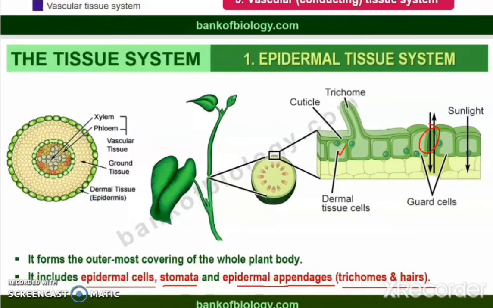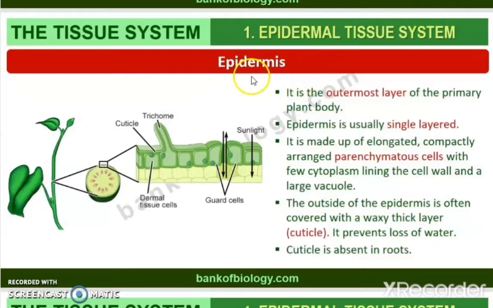Okay, now let us see the first part. First part is about the epidermis, right? So we first study the epidermal cells. It is the outermost layer of the primary plant body. Which is the outermost layer? It is the epidermis. Okay, and the epidermis is usually single layered. There will be only one layer. It is the outermost covering, and it is made up of elongated, compactly arranged parenchymatous cells.